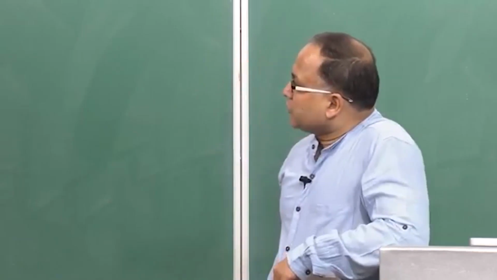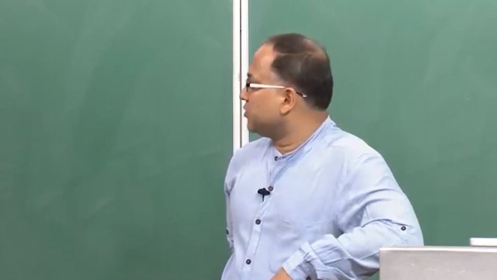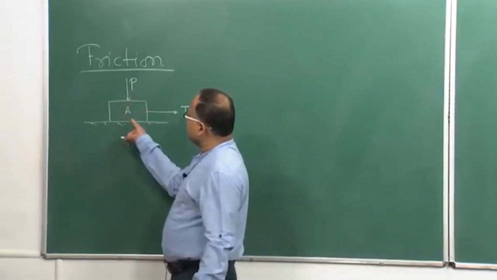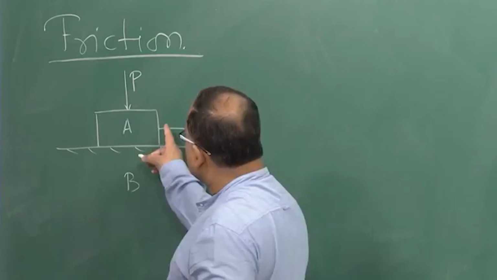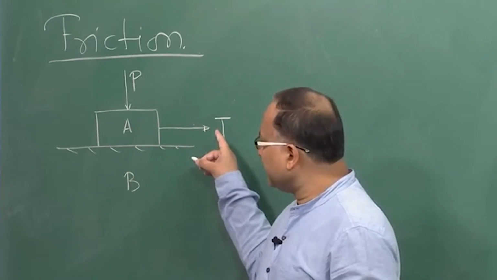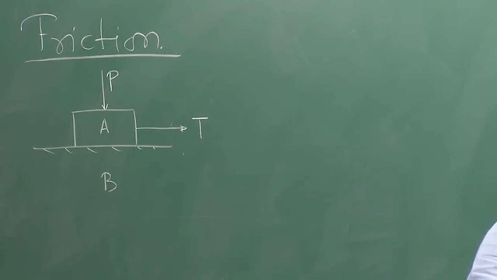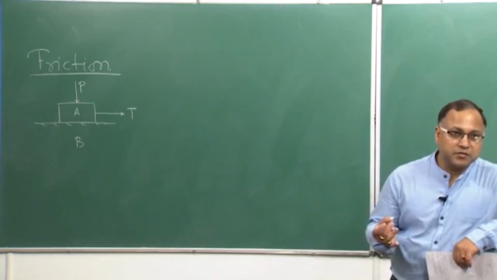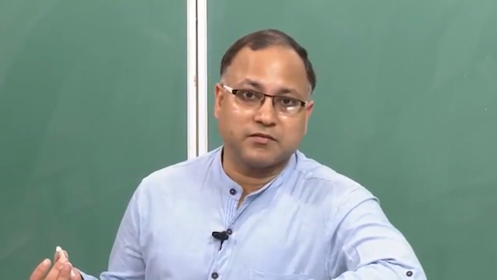Interface response means, suppose I want to slide block A over the surface of B, and this block is under the force of say P, and I am trying to pull this block with a force T, so that it will slide over the surface B. Now, at the interface between block A and the surface B, some forces will get developed which will try to resist this sliding movement, and that force is nothing but your friction, right.